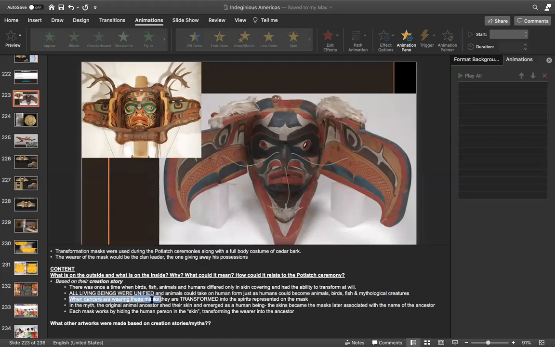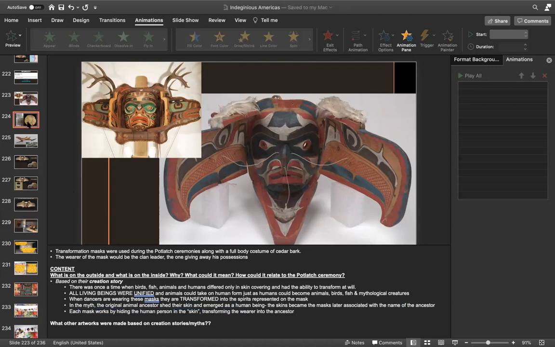When dancers are wearing these masks, they are transformed into the spirits represented on the mask. In the myth, the original animal ancestor shed their skin and emerged as a human being. The skins became the masks later associated with the name of the ancestor. Each mask works by hiding the human person in the skin, transforming the wearer into the ancestor.